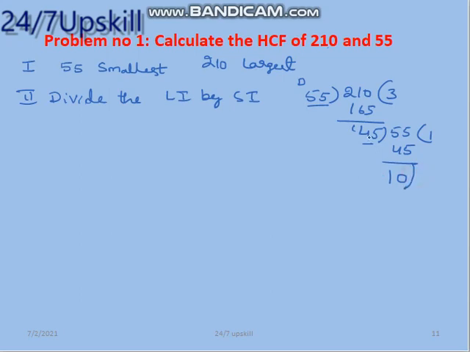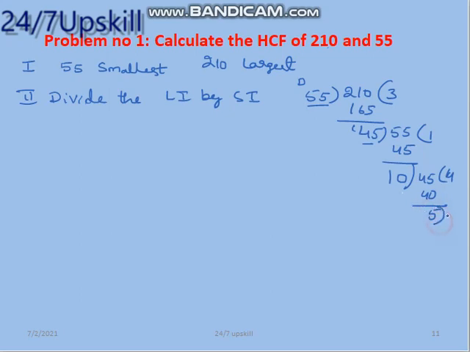This is the divisor and this is the remainder. So the divisor should be divided by the remainder. From 10 we'll divide 45. 10 fours are 40, so the remainder comes to 5. Again, I have not got 0.